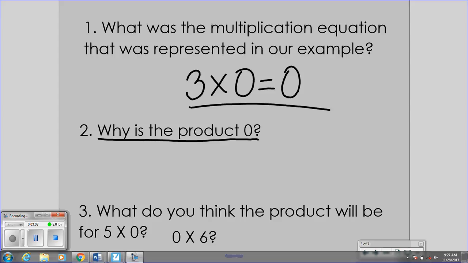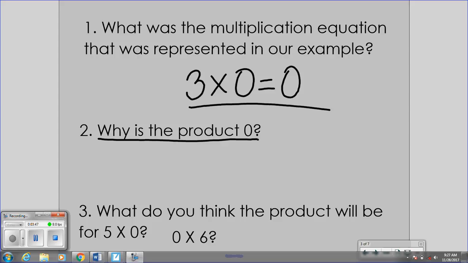Tajir, what do you think? The product is 0 because you're counting the 3 0 times. Ooh, I like that. I'm counting 3 0 times. Count by 3 0 times. Nothing. 0. If I tell you to do something 0 times, are you going to even try to do it? No. That's a good way to put that, Tajir. Counting 3 0 times. What else were you thinking?